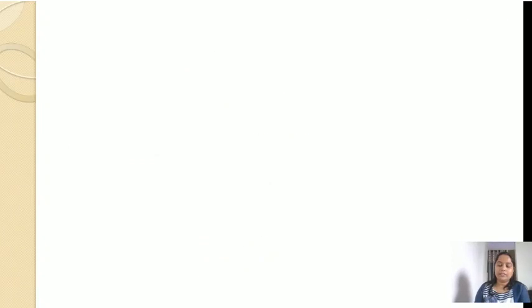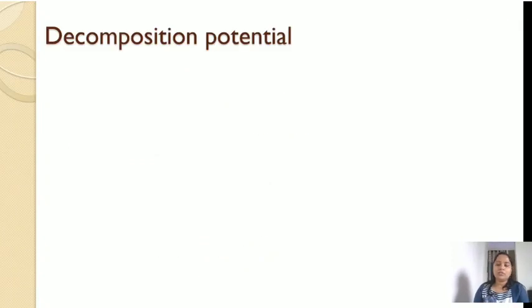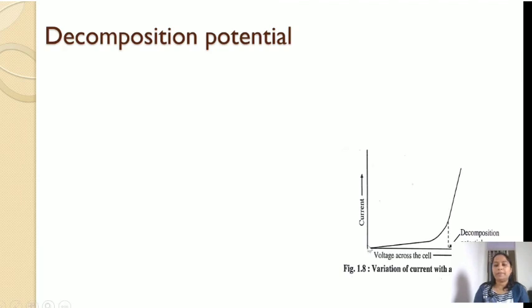The next point is the decomposition potential. Look at the diagram. It shows a plot of current versus voltage across the cell. Initially the current value is nearly zero. If we increase the applied voltage, there is a small increase in current, but at a certain value of voltage there is a sudden increase in current.